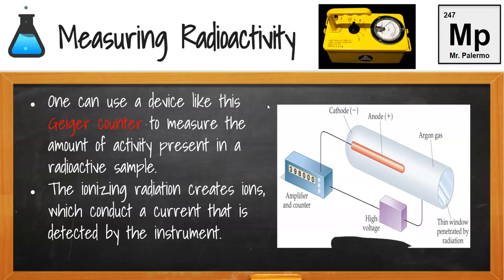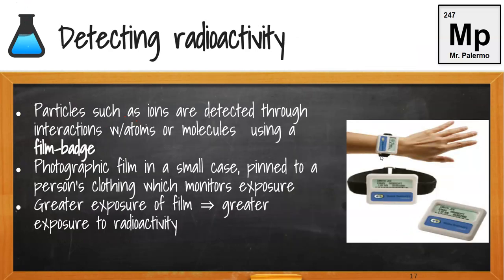Now, how do we actually know that radiation is present? How do we measure radioactivity? We can use things like a Geiger counter to measure the amount of radioactivity present in a radioactive sample. The ionizing radiation creates ions, charged particles, and these charged particles then conduct a current that is measured by the Geiger counter. Another way is to use a film badge. A person can either pin it on their clothing or wear a badge like this. Basically, the greater exposure of the film to radiation indicates a greater exposure to radioactivity.